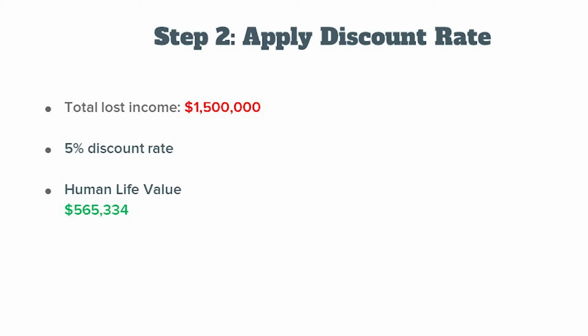And that 5% is the discount rate. It is the rate of return we're going to assume his family earns on any invested assets upon his death. When we use these inputs, $1.5 million of lost income, but a 5% discount rate, we come to a human life value of $565,334. This is the amount of money that it would take for his family to take $75,000 each year and invest the rest at a rate of 5%. And if they do that over the course of 20 years, they will have access to $1.5 million.